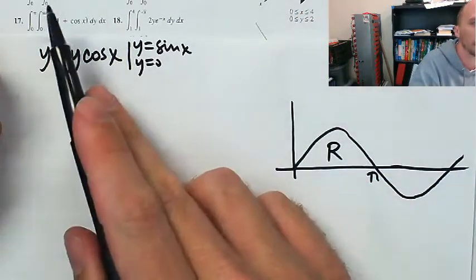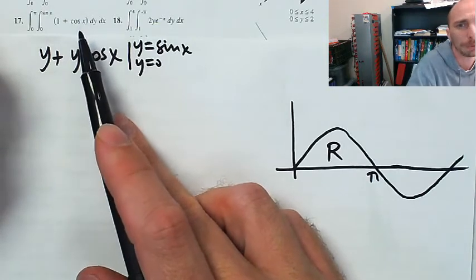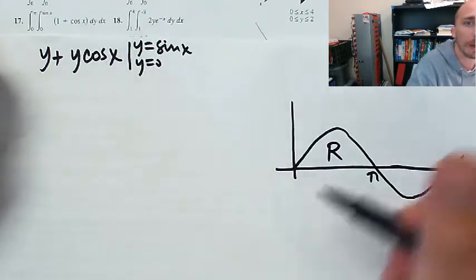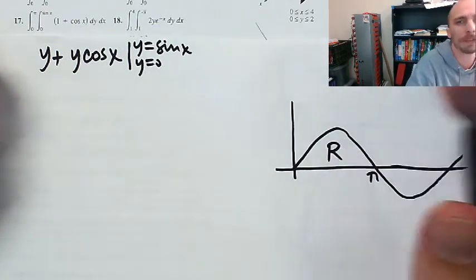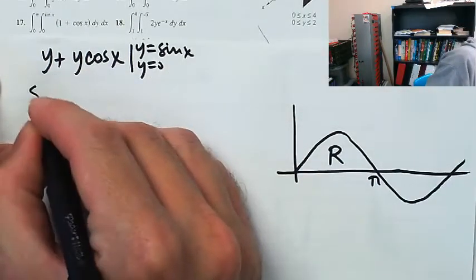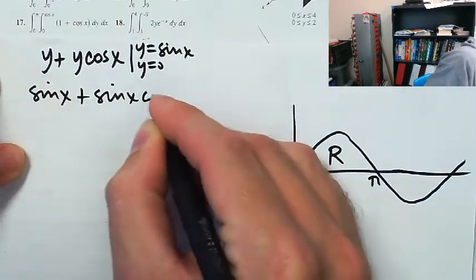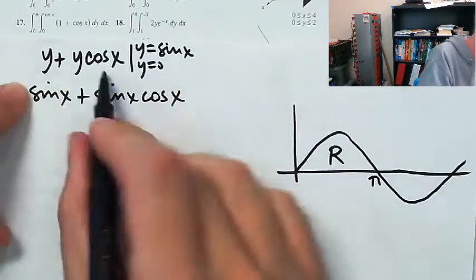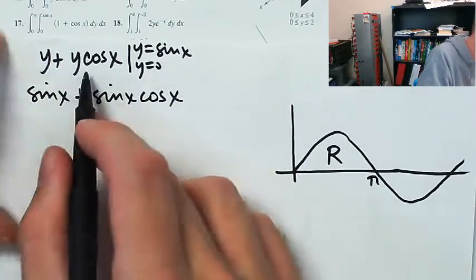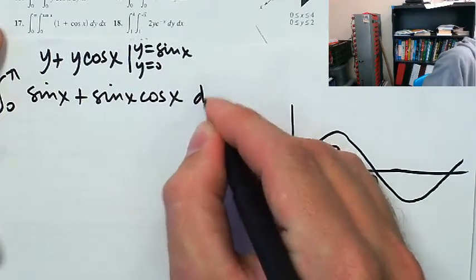We've got some sort of surface that's z equals 1 plus cosine x. Not really sure what that looks like. I'm sure it's pretty wavy. That happens to sit over that region. It'll have some amount of volume. That's what we're computing here. Anyway, all right. So sine x plus sine x cosine x minus, well, when y is 0, both of these things are going to go to 0. So this is the integral from 0 to pi.